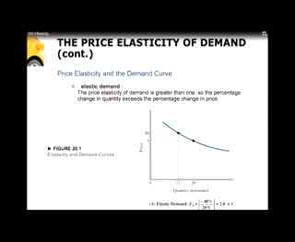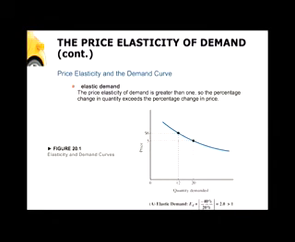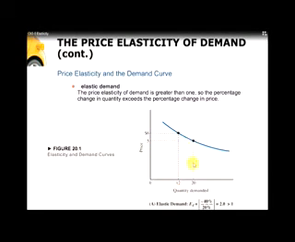Now let's look at a demand curve and look at whether we have what we call an elastic or an inelastic demand curve. Here's our demand curve, and we can look at two different points. This point where the price is $6 and this point where the price is $5. And at this point, the quantity demanded is 12, and at this point, the quantity demanded is 20. So what's the price elasticity of demand?